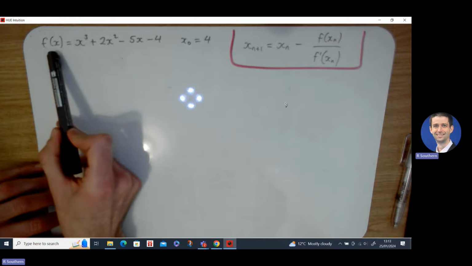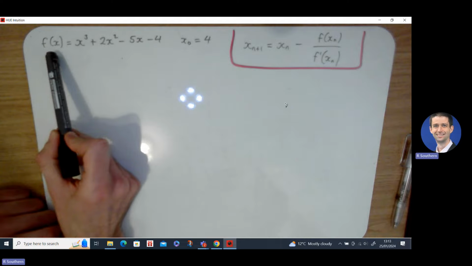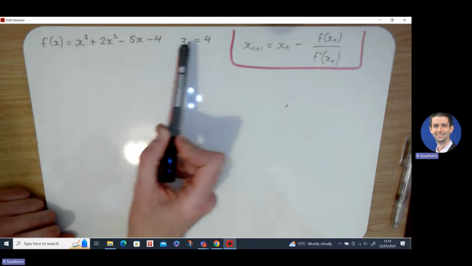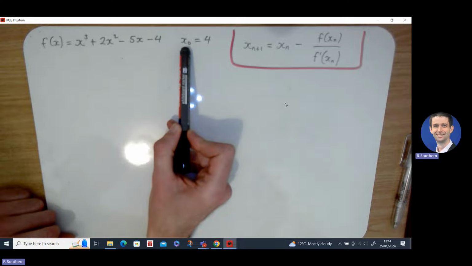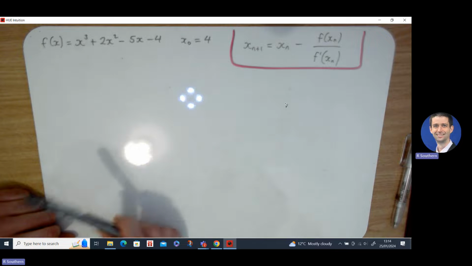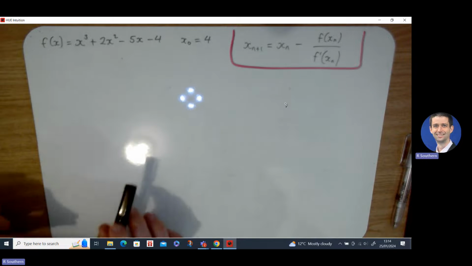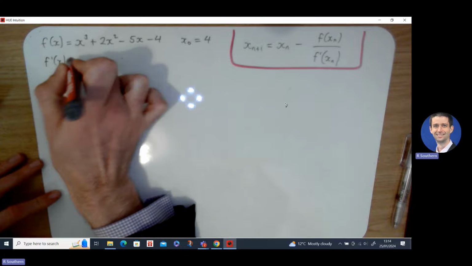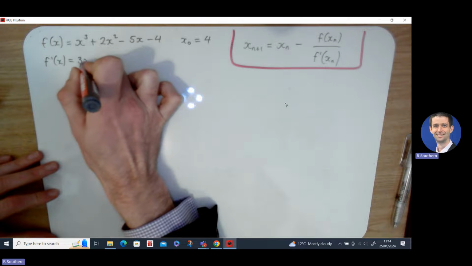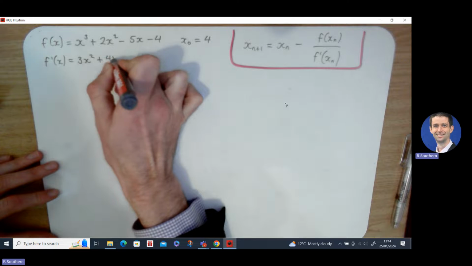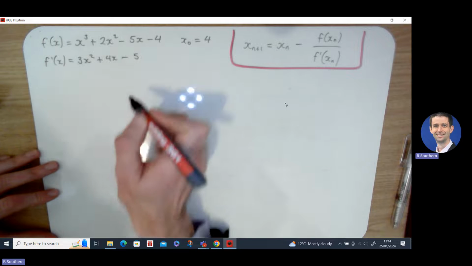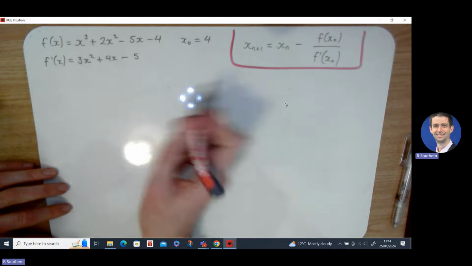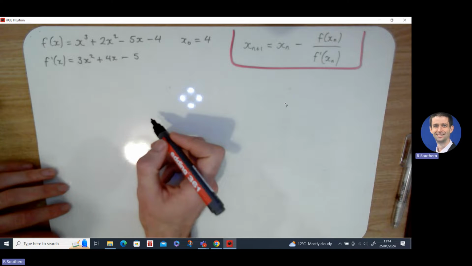So what I've got on my board over here is the equation of the original function, f of x equals x cubed plus 2x squared minus 5x minus 4. And I'm choosing x0, my starting x value, to be 4, which corresponds with what we just did on Desmos. So first thing I'm going to do is differentiate this function with respect to x and jot that down underneath. So f dash x is going to be 3x squared plus 4x minus 5. So that's all the differentiation I'm going to do for this question. The remainder of it is just plugging into this iterative formula.